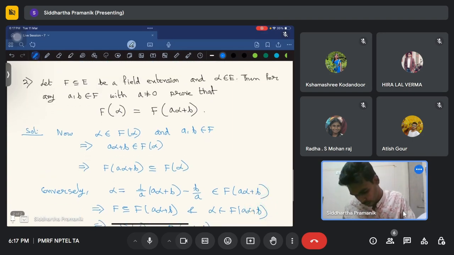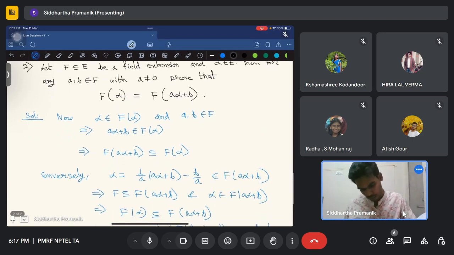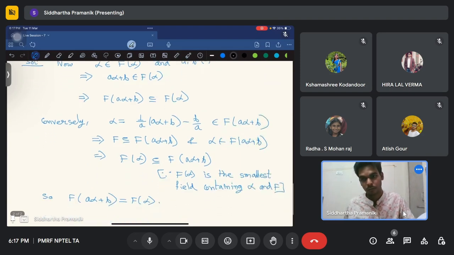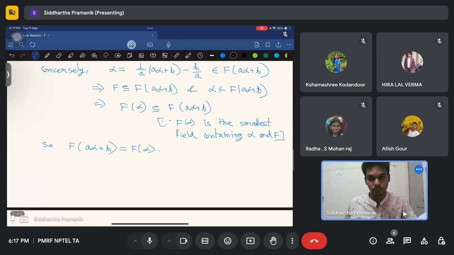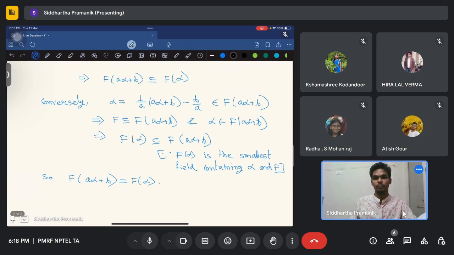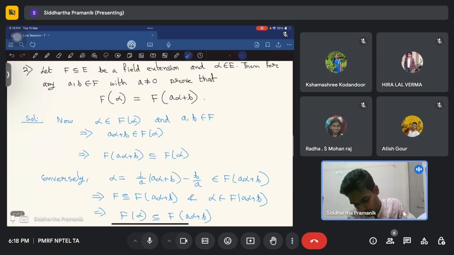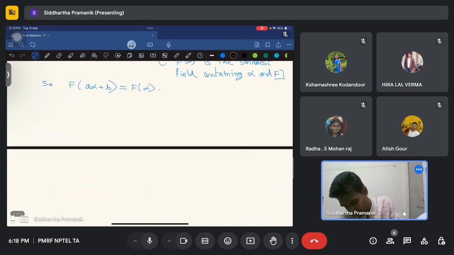So is the proof clear? You just need to use the definition of F attached with an element. I hope it is fine. So let's see one small use of this thing.